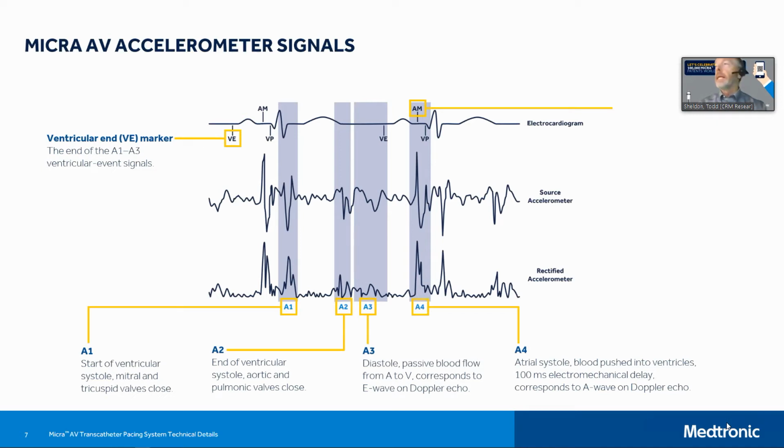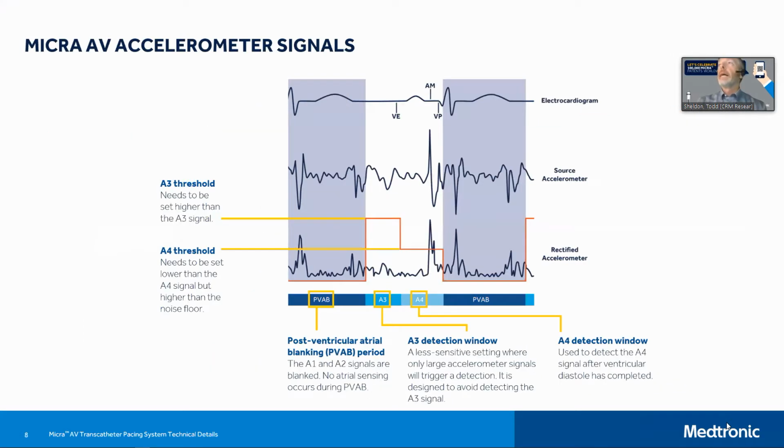Closed is basically that A2 signal. And then the A3 signal is the passive filling, which causes some signal as the heart relaxes. And then again, that A4 signal is the signal that we're most interested in detecting. That is that atrial kick signal.